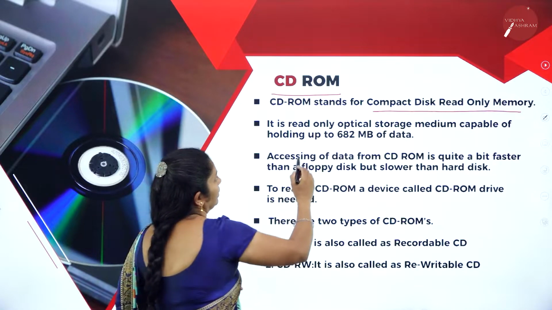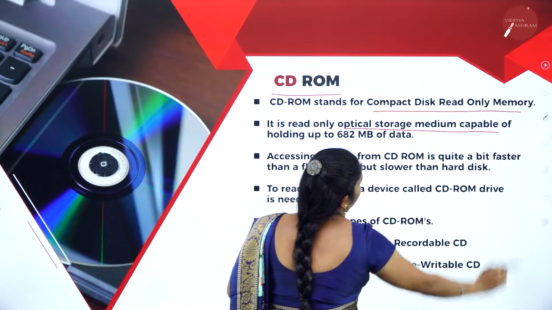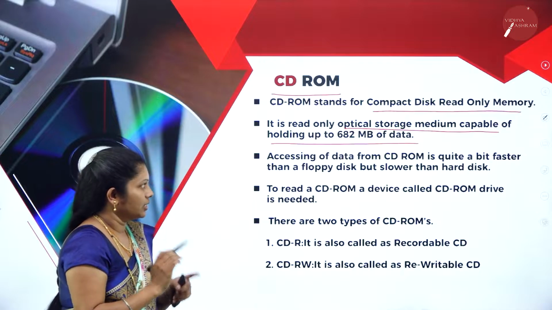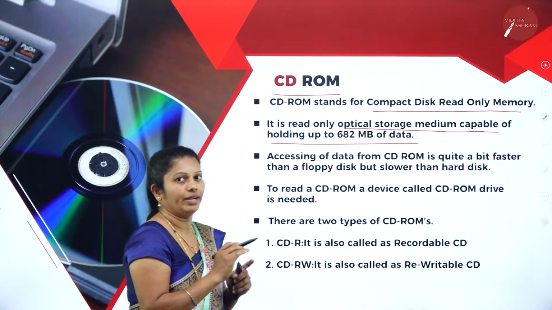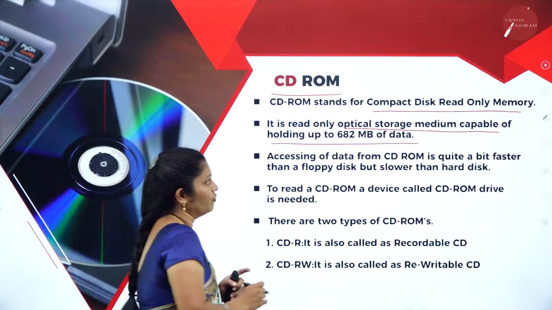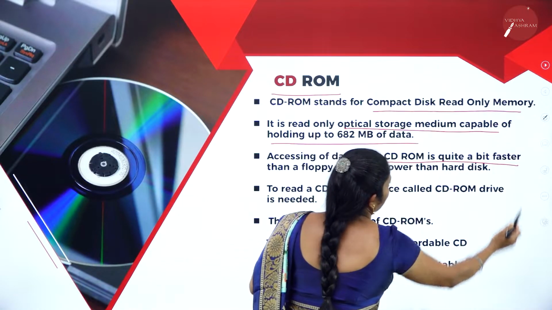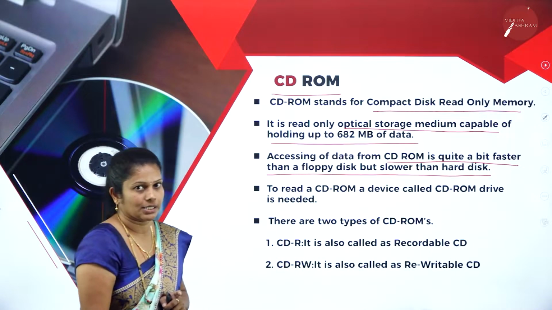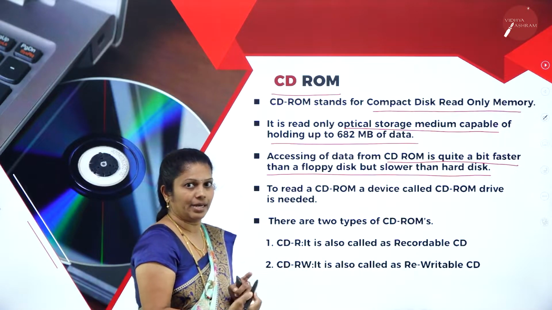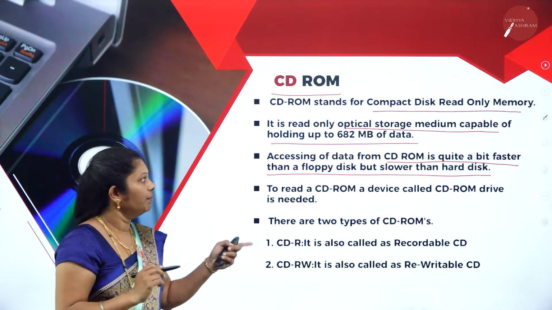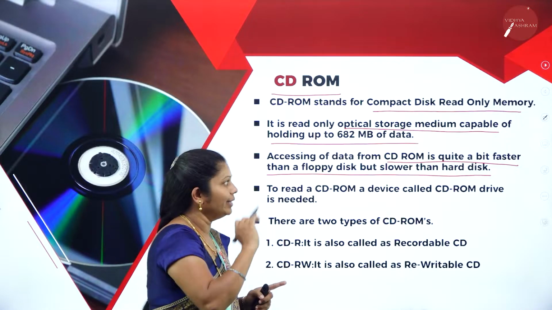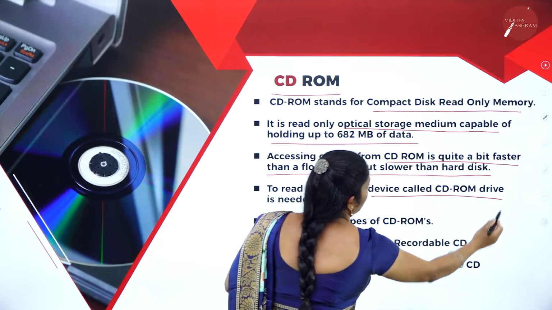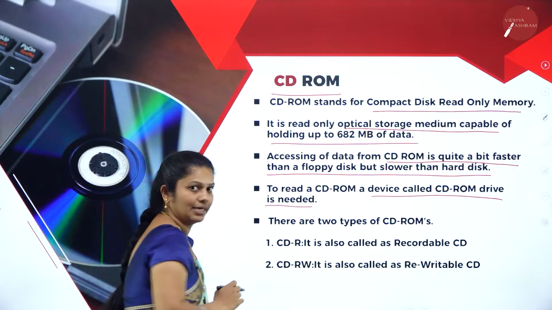It is a read-only optical storage medium capable of holding up to 682 megabytes of data. Accessing data from CD-ROM is quite a bit faster than a floppy disk drive and slower than a hard disk. Whereas if I want to access any data by using CD, it is fast compared to floppy disk and slower than hard disk. To read CD-ROM, a device called a CD-ROM drive is needed.